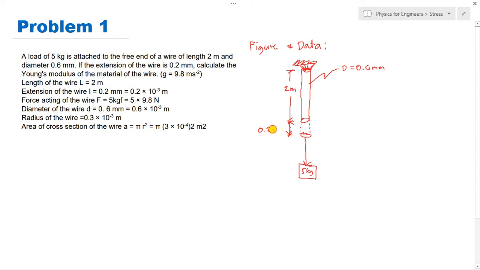0.2 mm. Okay, Mr. Pagas, unsa man ning 0.2 mm? Okay, so sakto, this is known as the deformation or elongation. So 0.2 mm. And then calculate the Young's modulus of the material of the wire.